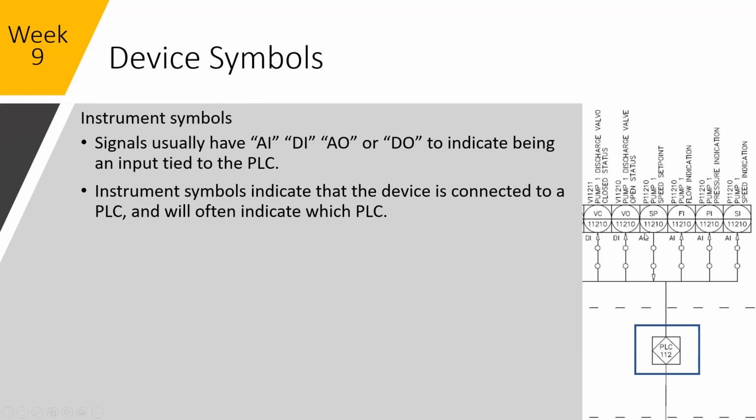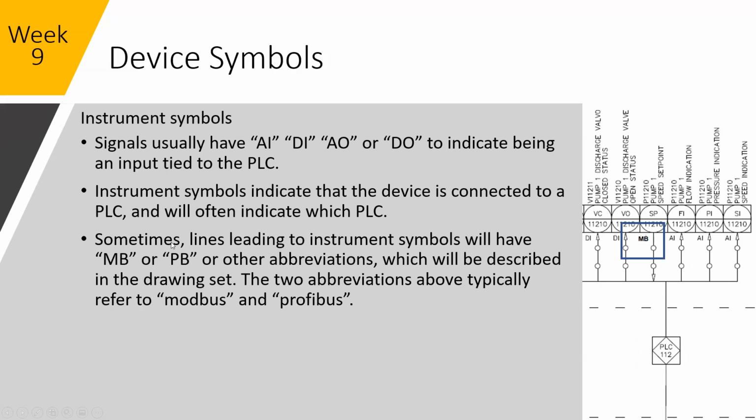In the next slide, if you pay attention here from the AO, sometimes lines leading to instrumentation will have MB or PB or other abbreviations, and the line type here could also change, which would be described in the drawing set. These abbreviations are commonly Modbus or Profibus. Has anybody heard of Modbus and Profibus? I mean, not heard of them. Anybody worked with them?